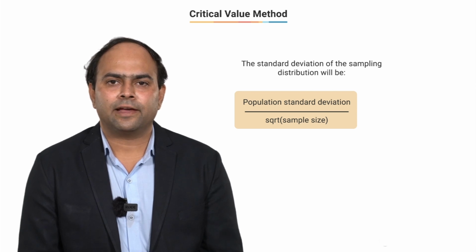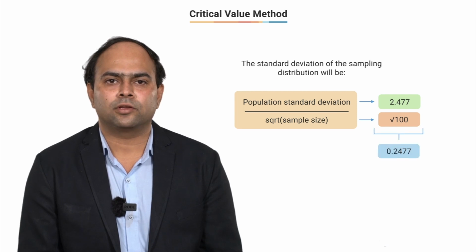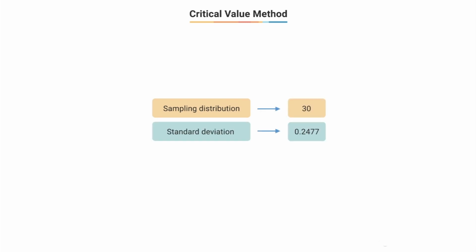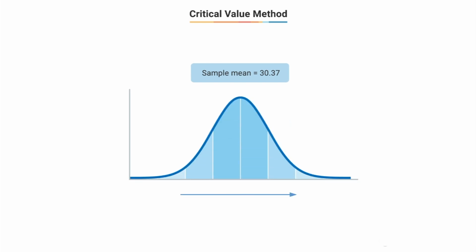size. Since we have assumed that the population standard deviation is known to us and is equal to 2.477, we can say that the standard deviation of the sampling distribution will be 2.477 divided by square root of 100, which is 0.2477. We now have a sampling distribution of mean 30 and standard deviation 0.2477, and since the sample size is 100, which is greater than 30, we can also say that the sampling distribution follows a normal distribution. I can say that the sample mean of 30.37, which we previously calculated, lies in the distribution.